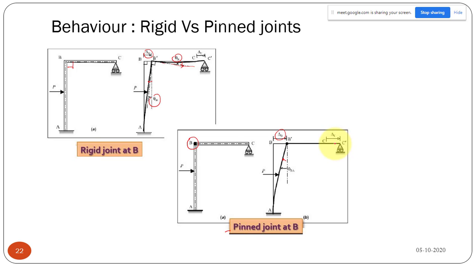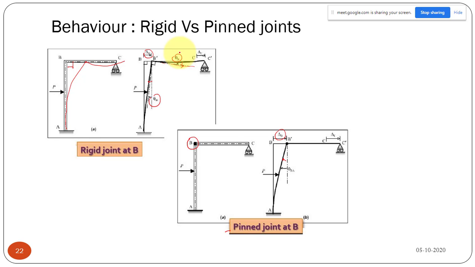But this is a rigid joint. Even though I don't have any loading in the beam, I am loading only the column, still there is some bending moment in the beam. That is why the beam is bending like this, so it may go like this. So even though there is no direct load acting on the beam, the load acting on the column will have some effect on the beam. It will bend your beam. That means there will be some moment in the beam.